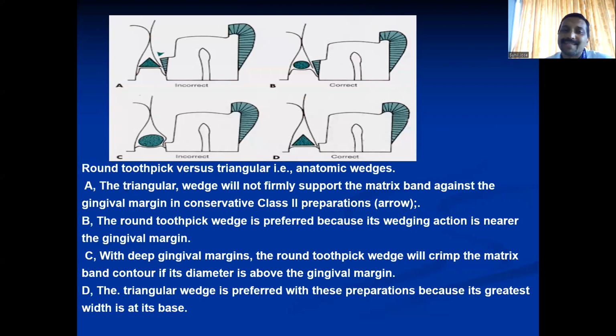Round toothpick versus triangular, that means anatomic wedges. A triangular wedge will not firmly support the matrix band against the gingival margin in a conservative class 2 preparation. You can see the arrow mark. The round toothpick wedge is preferred because its wedging action is near the gingival margin. With a deeper gingival margin, the round toothpick wedge will crimp the matrix band contour if its diameter is above the gingival margin. The triangular wedge is preferred with this preparation because its greatest width is at its base.